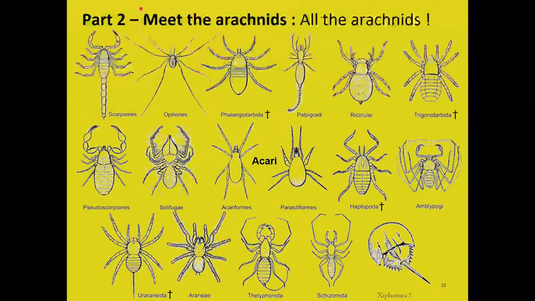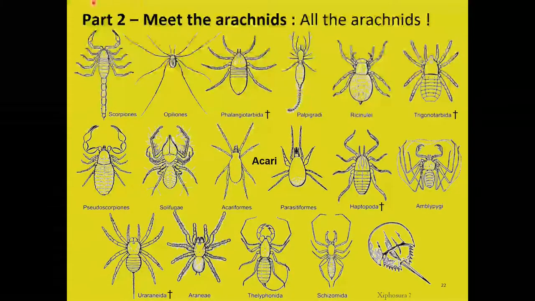Now, for the first part of part 2, we will go over every arachnid which is known, but I decided at the end to exclude the horseshoe crab because I don't know a lot about them, and I would have to do a ton more research.